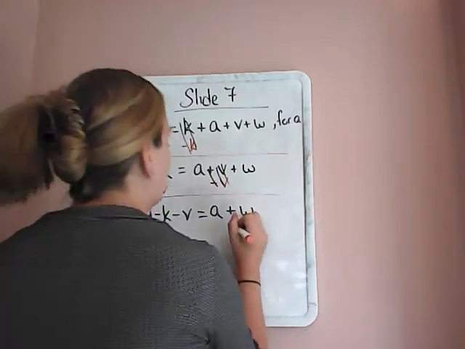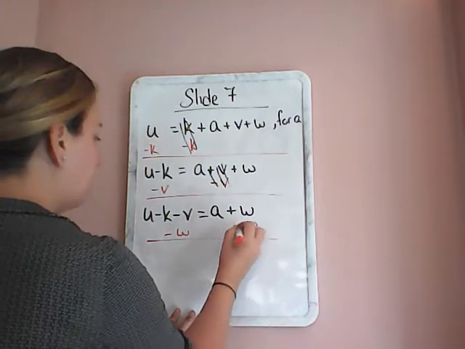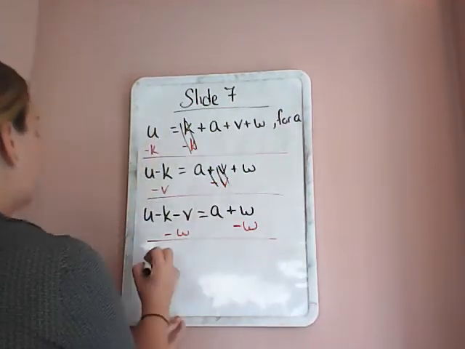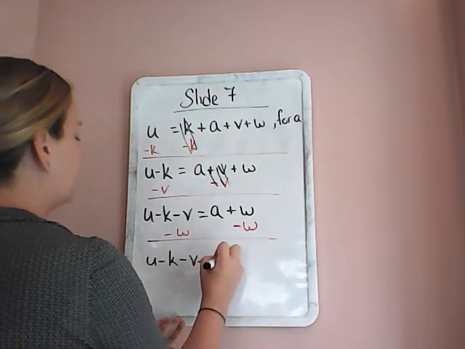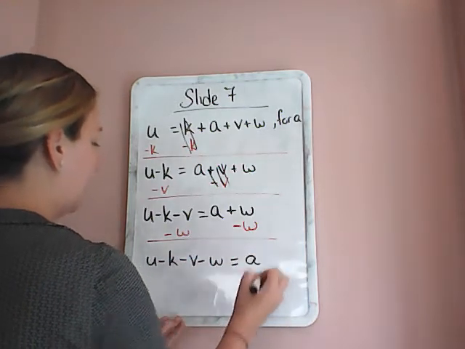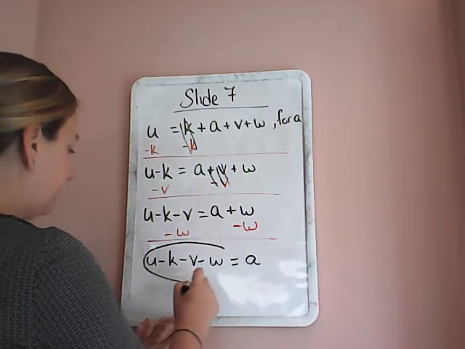All we have to do now is subtract w, and we are left with u minus k minus v minus w equals a. All right? So this would be your final answer.